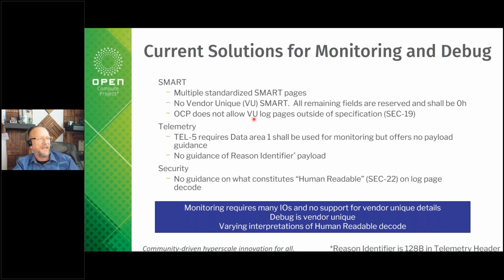And then they extended it by talking about the NVMe concept of host and device telemetry pages, but Telemetry 5 says data area 1 shall be used for monitoring, but really offers no payload guidance. And in the header of the telemetry page is something called the reason identifier. It's 128 bytes, and there's really no guidance on what the payload for that needs to be. So you end up with anywhere from ignoring the reason identifier to having nothing but vendor unique data in there. And then finally, to Eric's presentation prior around privacy and confidentiality, there's really no guidance on what constitutes the requirement SEC 22, this human readable requirement on the log page decode. So for today, monitoring requires multiple IOs, debug is vendor unique, and there are various interpretations of what it means to be human decodable, which is what the new standard is working to address.